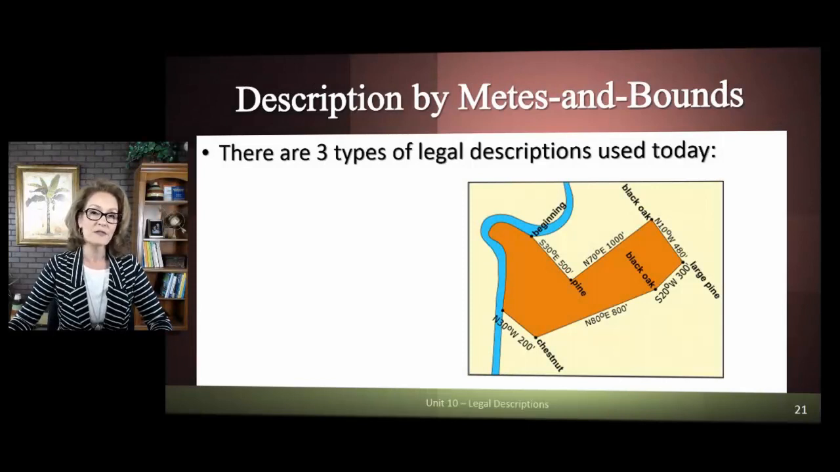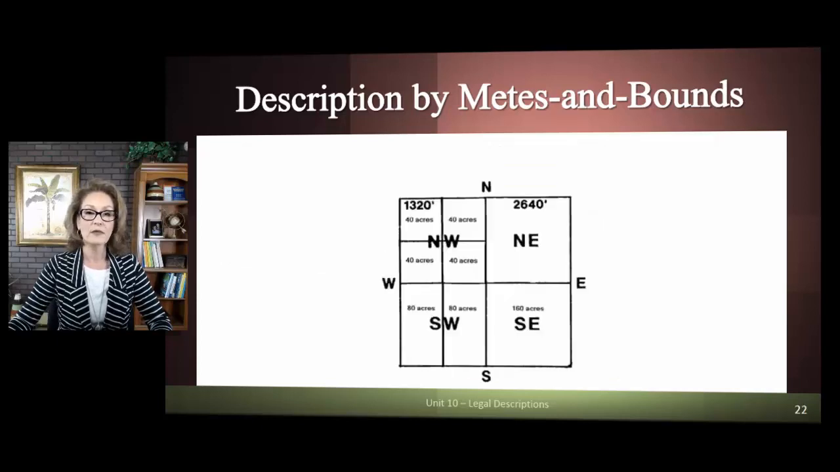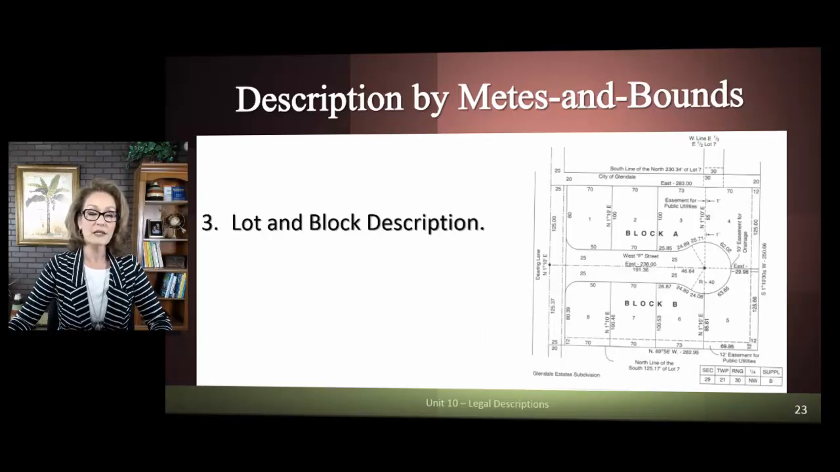There are three types of legal descriptions used today. Number 1 is the metes and bounds. 2 is the government survey system. And 3 is the lot and block description.